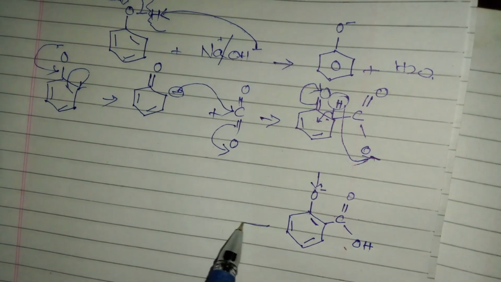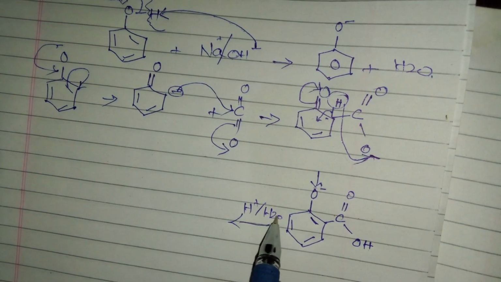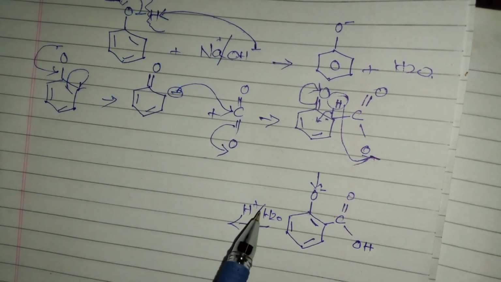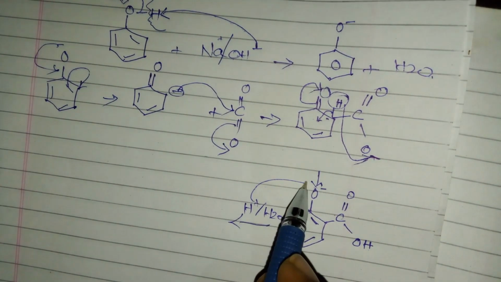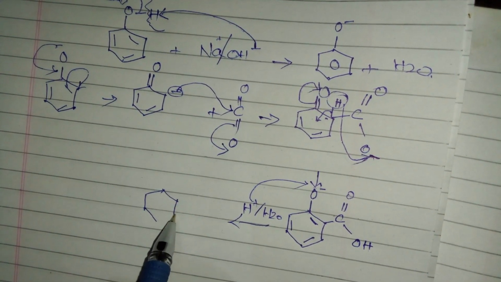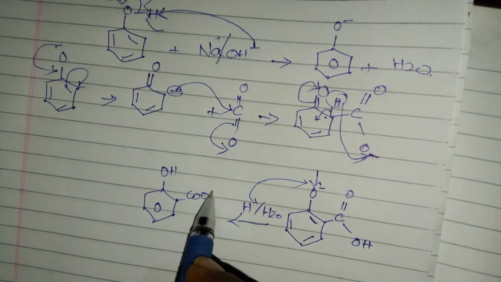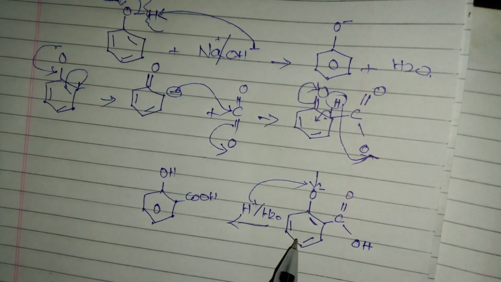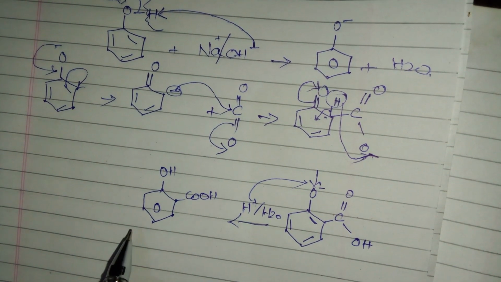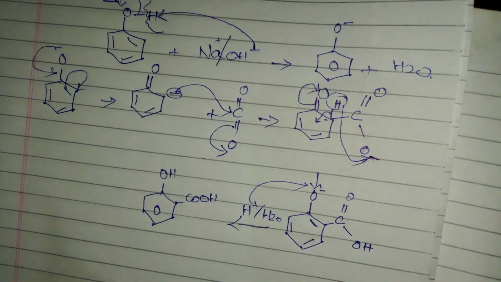Now at this stage, acidification takes place. We provide an H plus ion, so automatically this H plus ion will join with this O, and we can get the ultimate product, OH and COOH. So the ring's bonds are filled and the aromaticity has been retained. Is it clear? This is salicylic acid.